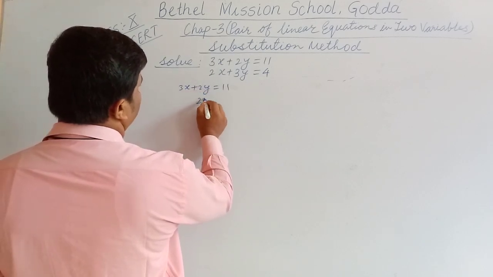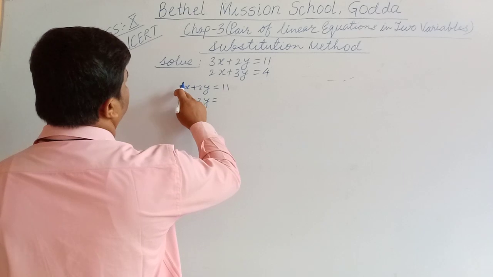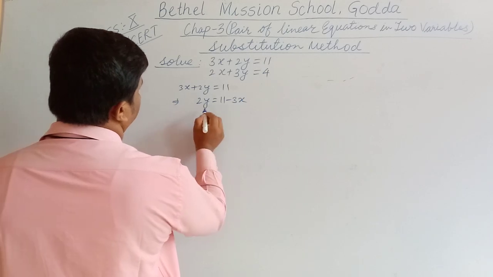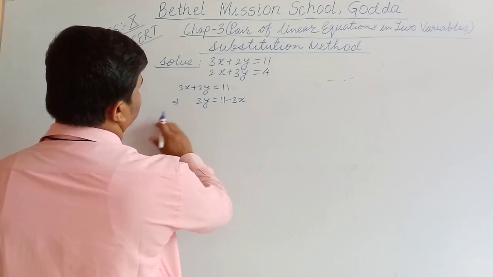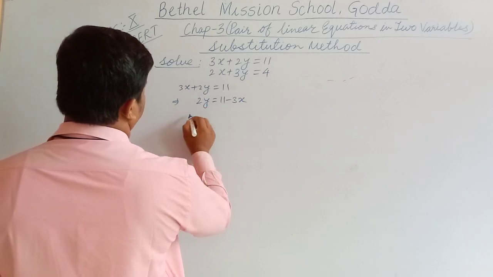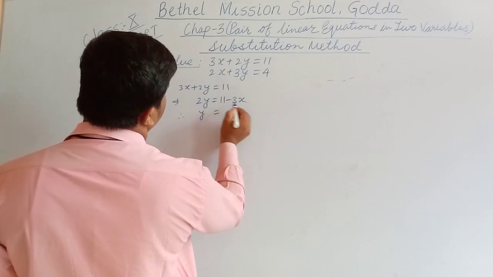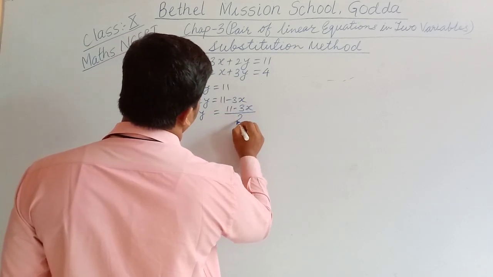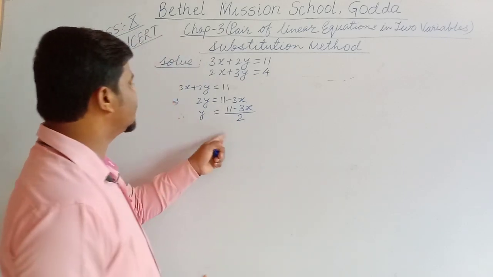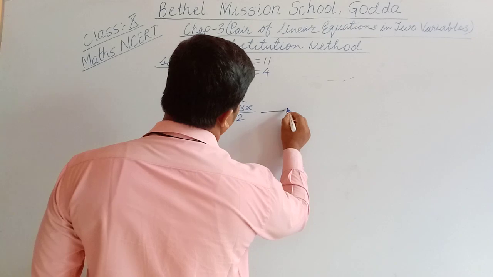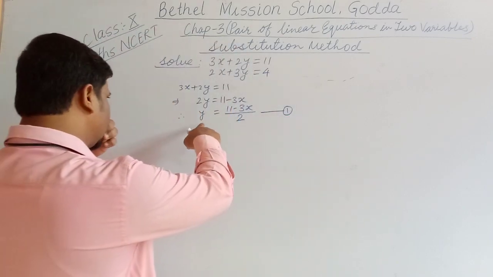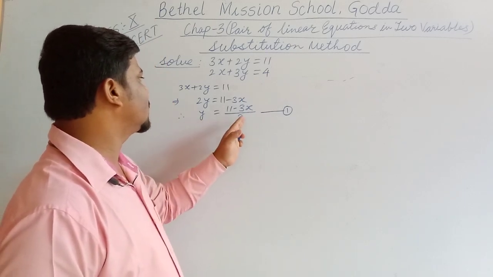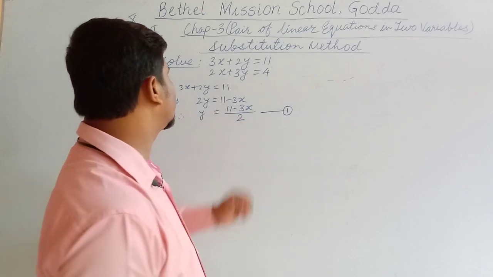We will keep 2y on the left side only and transfer 3x, so this will be minus 3x when you transfer. After that, we will transfer the coefficient of y, so y equal to 11 minus 3x divided by 2. So we made one of the equations with y as the subject. In the subject y, we have made the equation 11 minus 3x by 2.